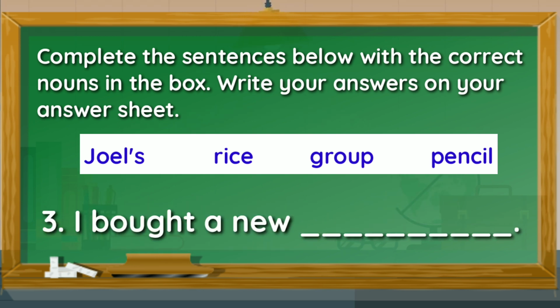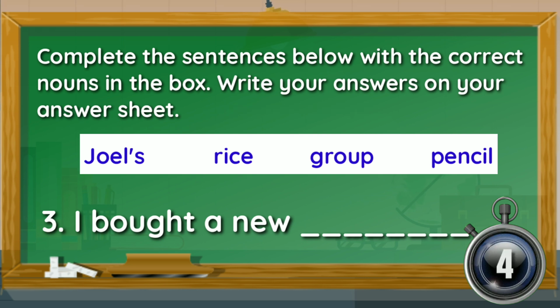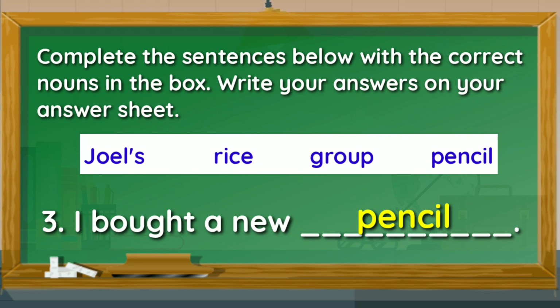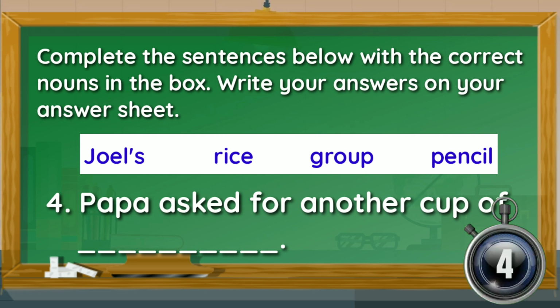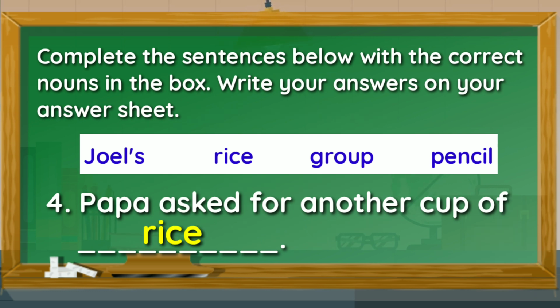Number 3. I bought a new blank. What is your answer, kids? Brilliant! The correct answer is pencil. Number 4. Papa asked for another cup of blank. What do you think is the answer? Great! The correct answer is rice.